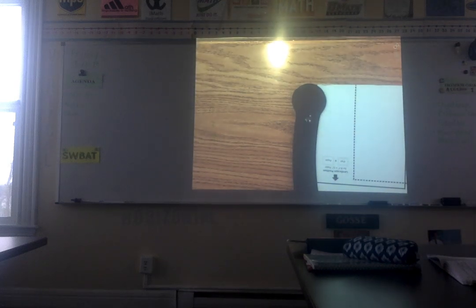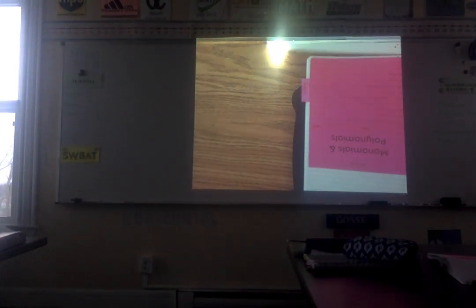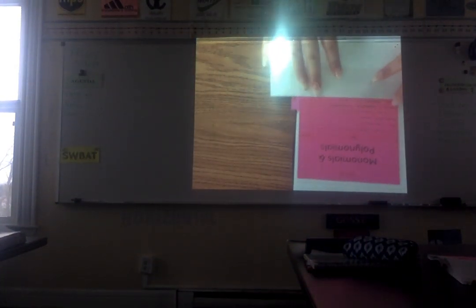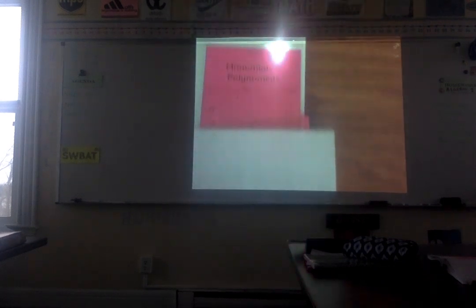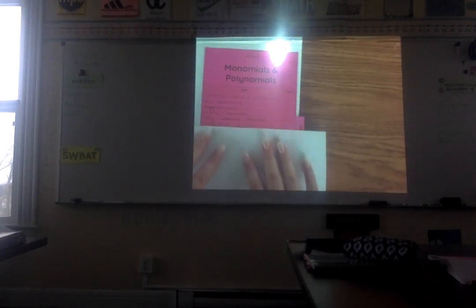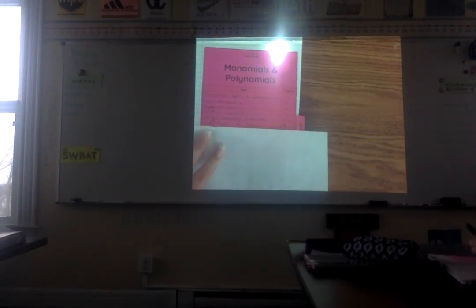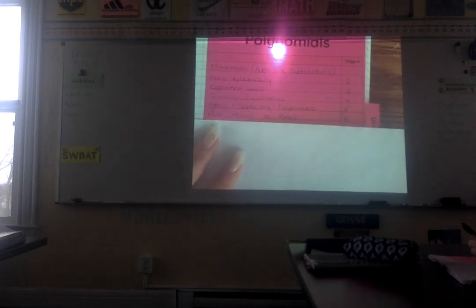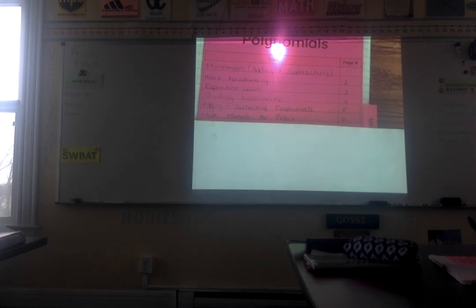Okay. So if you guys have your notebooks out, open up to your table of contents page. Today, these are pretty short notes actually. These are notes for multiplying monomials to polynomials. So it's the last heading that you see right there. For me, it's page 6. It might be something different for you.